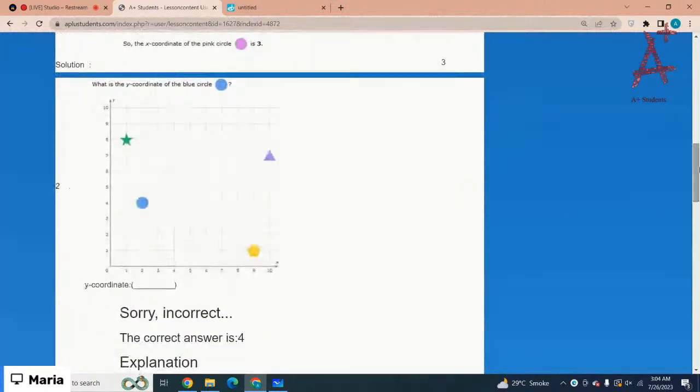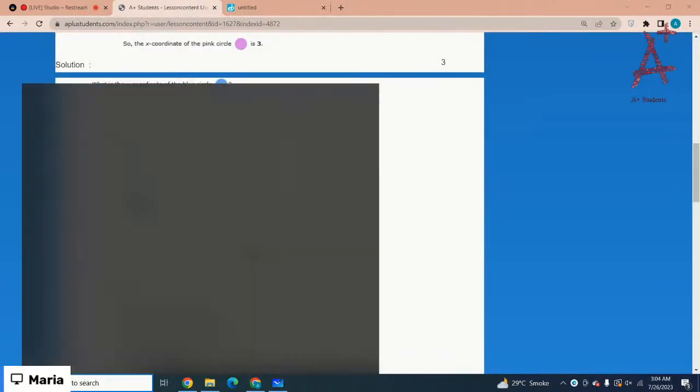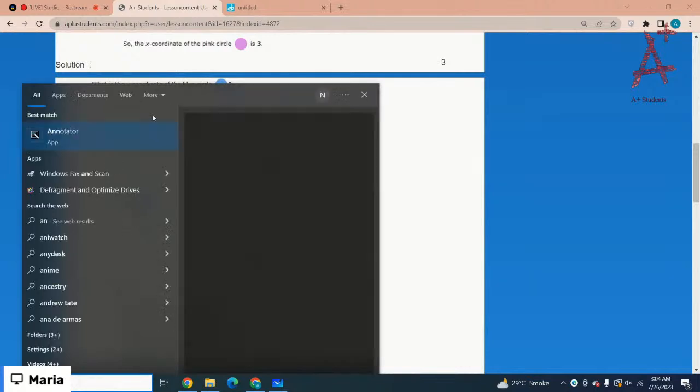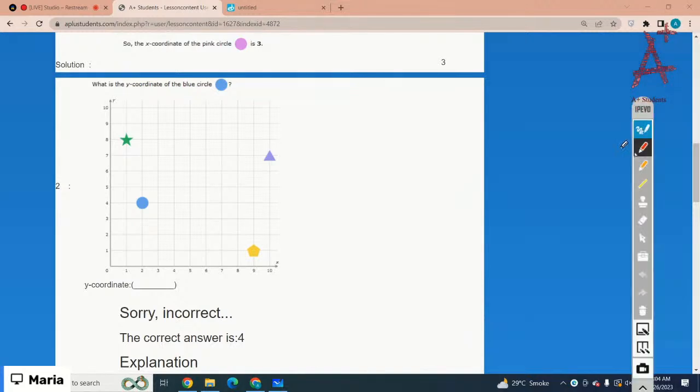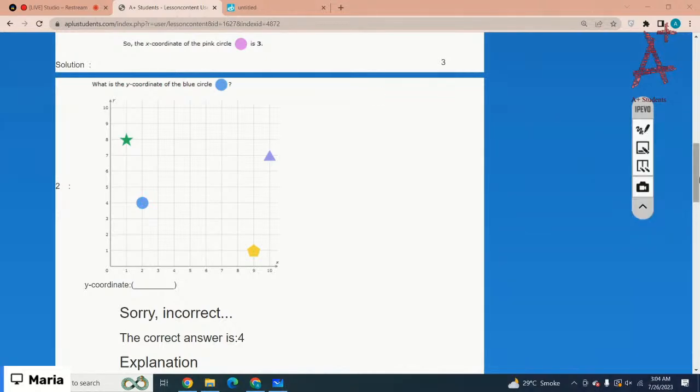Okay, what is the y coordinate of the blue circle? Yes, I can make a line. If you already know the answers, you can just write down the answers in the chat box. You have to look for the y coordinate of the blue circle. So here is the y coordinate. Just match it to the y axis. When you match it to the y axis, the y coordinate is 4. The correct option is 4, right?